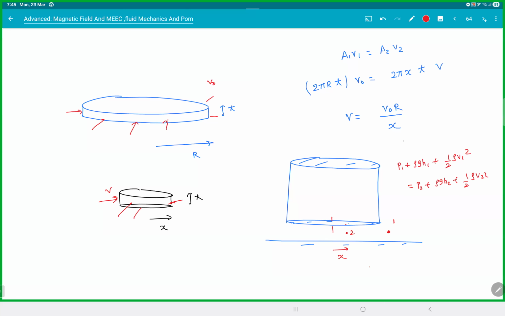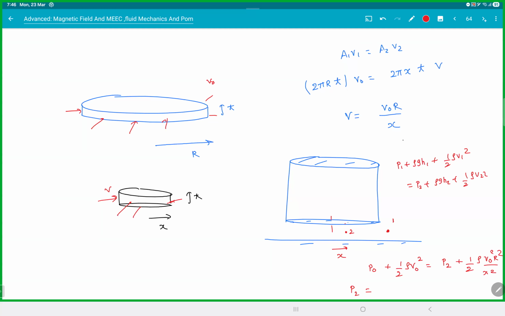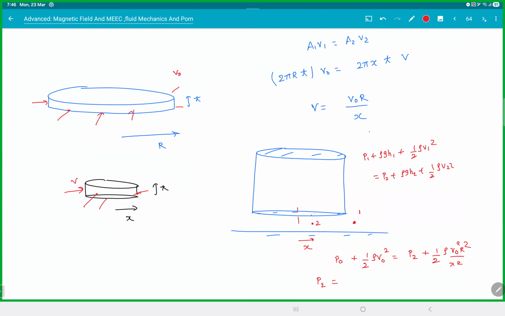So P1, the pressure is P naught. It's exposed to atmosphere, height is 0, velocity is V naught. For P2, height is the same, this will be half rho V naught square R square by X square. This will give you the P2 value. Clear with that? So you will get P2 from here, which will be P naught plus half rho V naught square into 1 minus R square by X square.